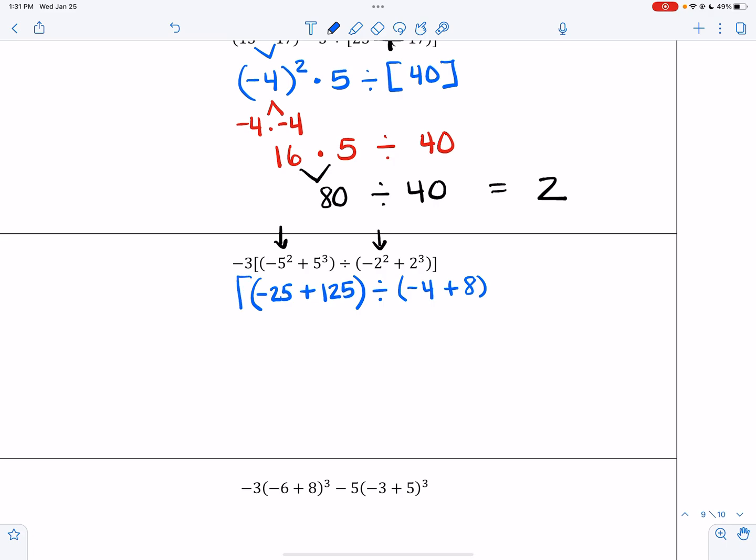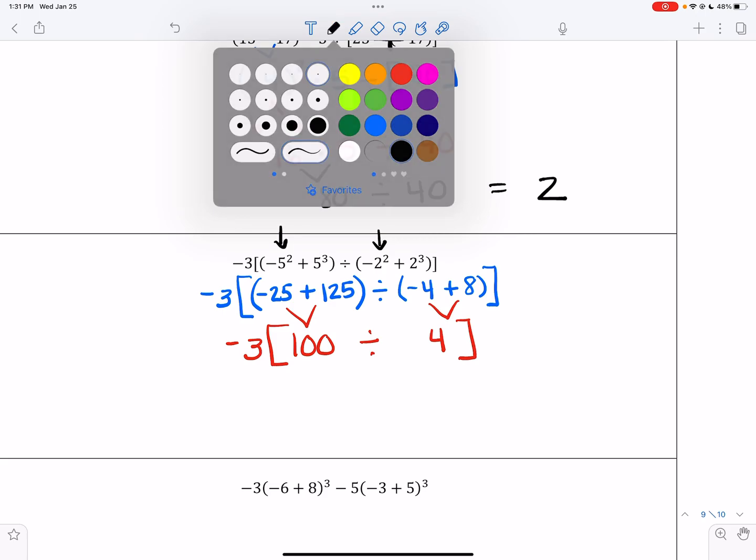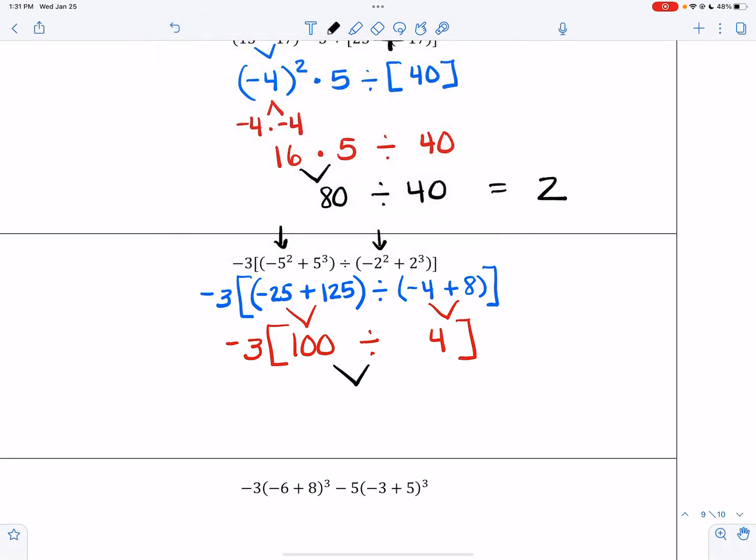And then that's all in brackets that I will eventually have to multiply by negative 3. Negative 25 plus 125 is 100, divided by negative 4 plus 8 is 4. That stays in brackets, which I will eventually have to multiply by negative 3. And 100 divided by 4 is 25, which I can now multiply by negative 3 to give me negative 75.